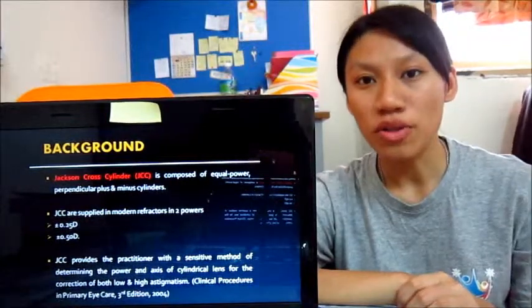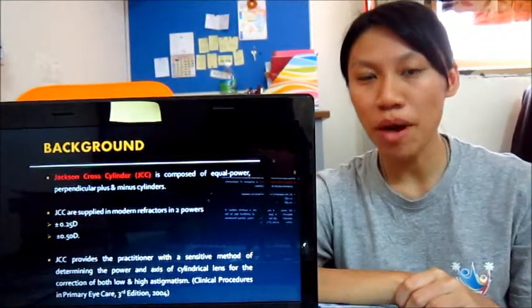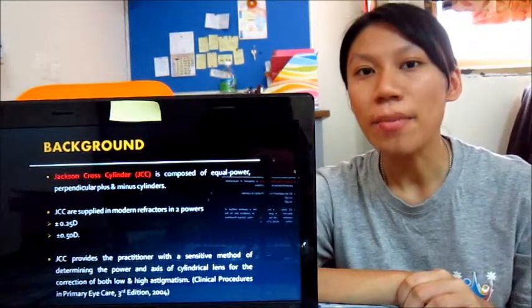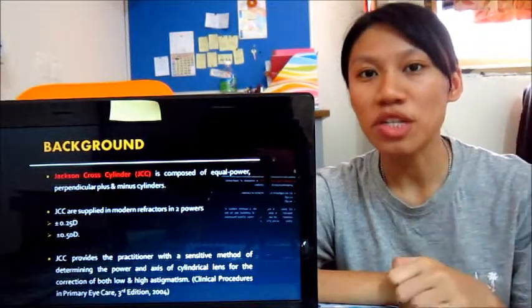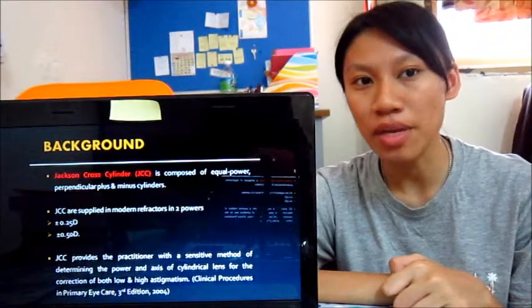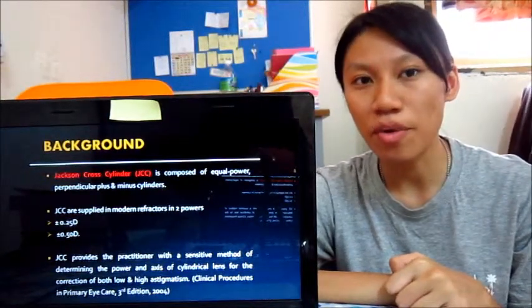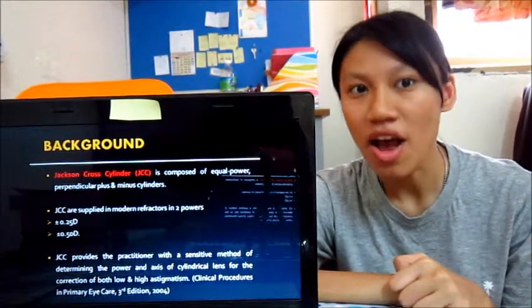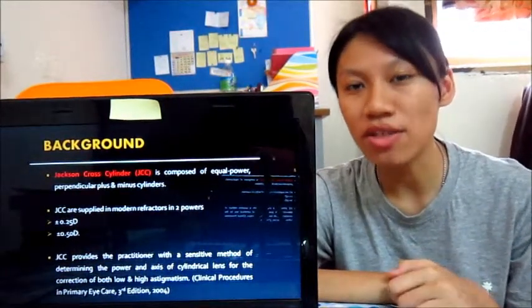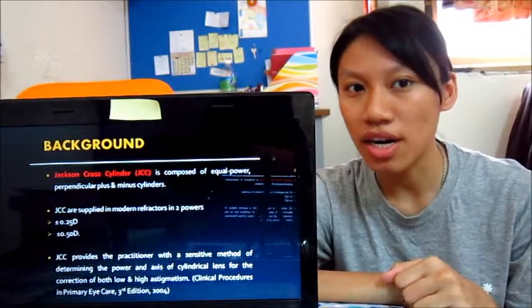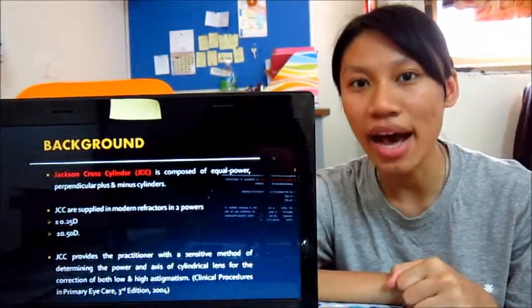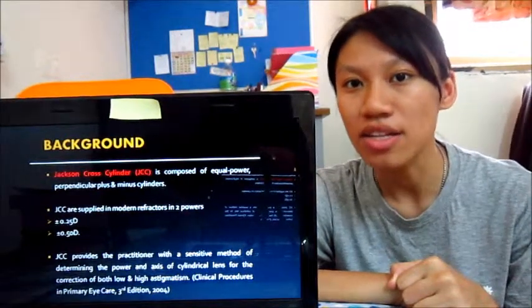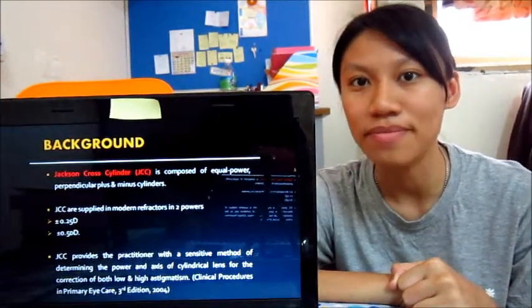Jackson cross cylinder, or known as JCC, is composed of equal power perpendicular plus and minus cylinders. JCC are supplied by modern refractors in two powers, which are plus minus 0.25 diopter and plus minus 0.5 diopter. JCC provides the practitioner with a sensitive method of determining the power and axis of cylindrical lens for the correction for both low and high astigmatism according to Clinical Procedures in Primary Eye Care 3rd edition 2004.